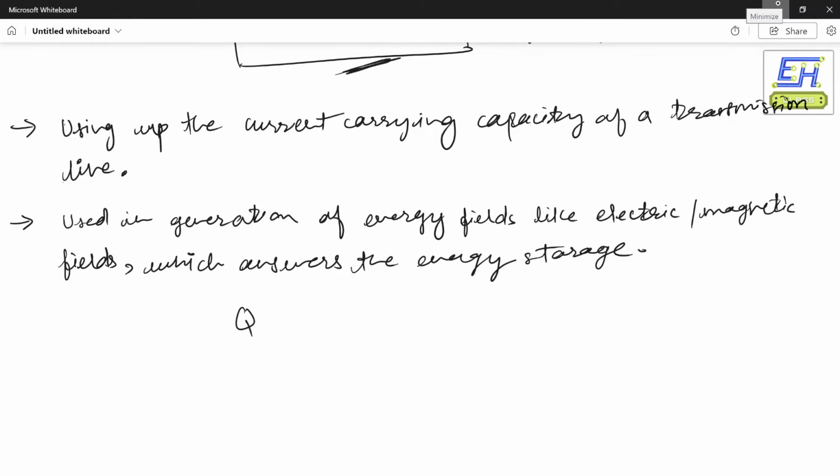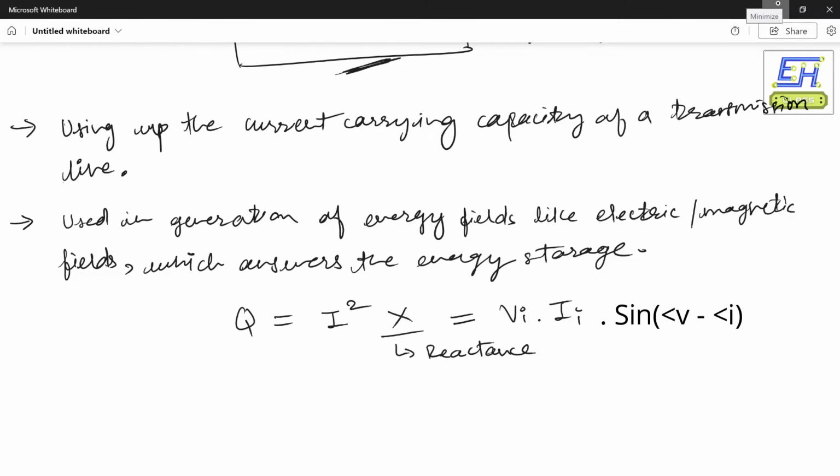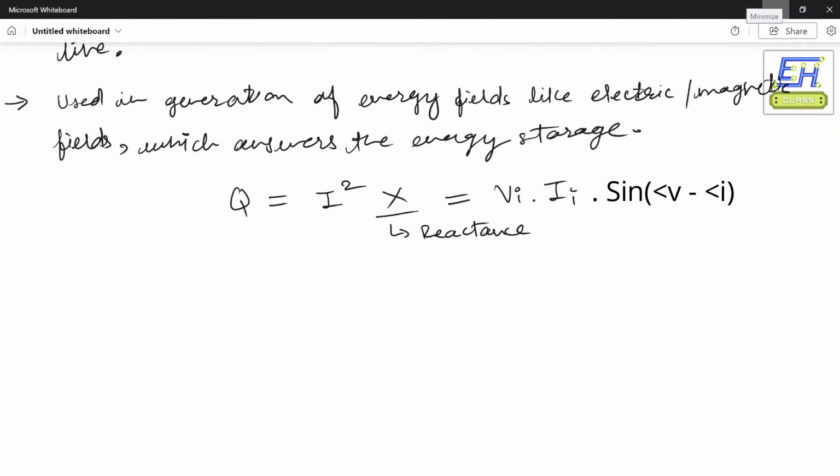So Q is how we represent reactive power, and the current squared into X, that is nothing but the reactance of the components. It can be capacitive reactance, it can be inductive reactance, depending upon the component, right? So these two are essentially similar to the concept of resistance, but it is offered by these reactive components. And also instantaneous values of voltage and current, if you multiply them, you'll get the same, the reactive power.